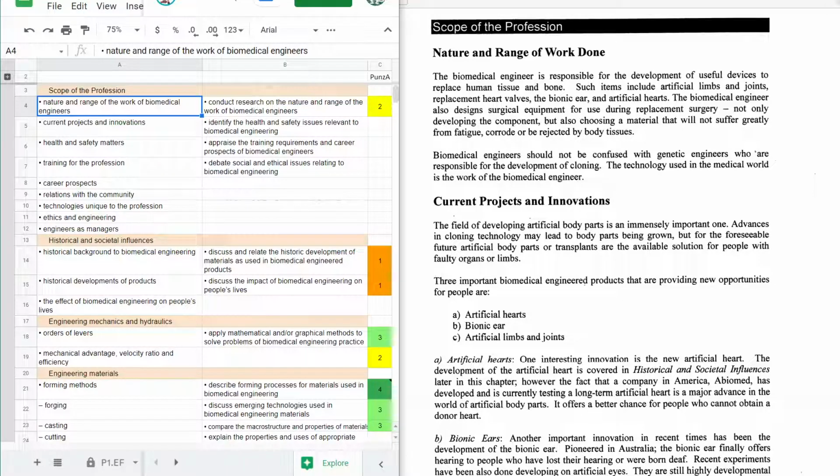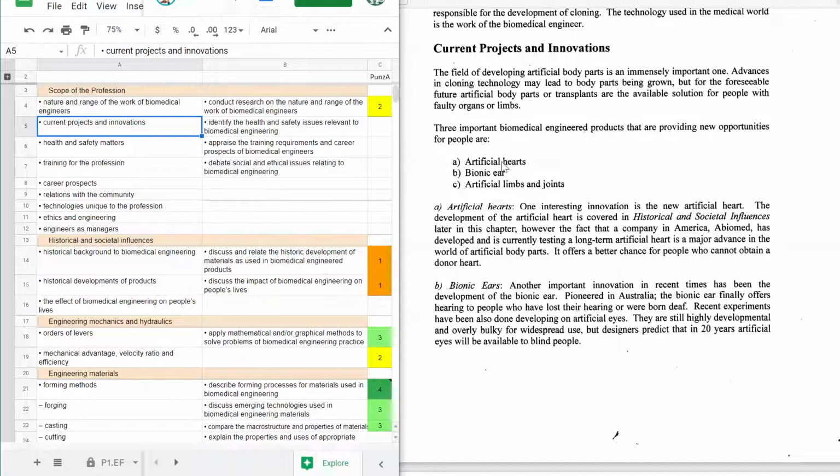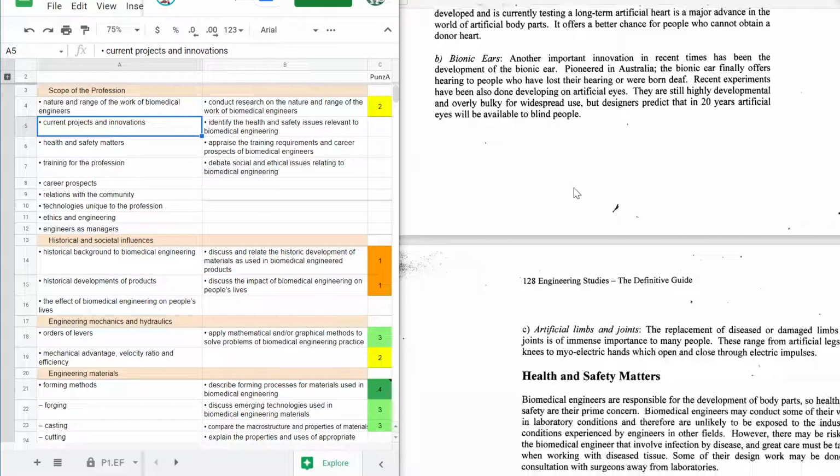Now, identify health and safety issues. Oh, okay, well, just to keep going along at the same time, we're going to go with current projects. So I've got three main projects: artificial hearts, the bionic ear, artificial limbs and joints. So they're three big areas.